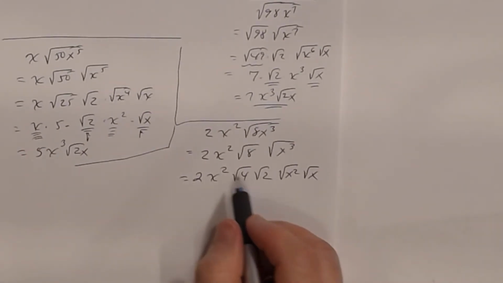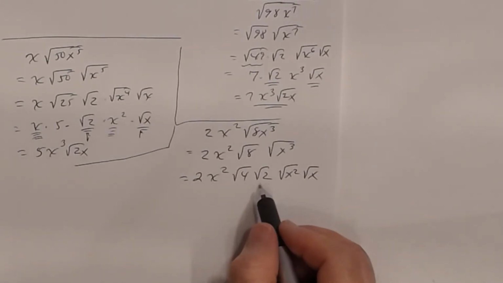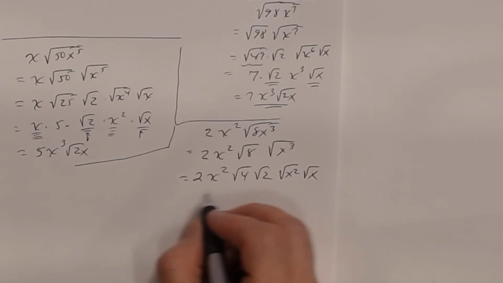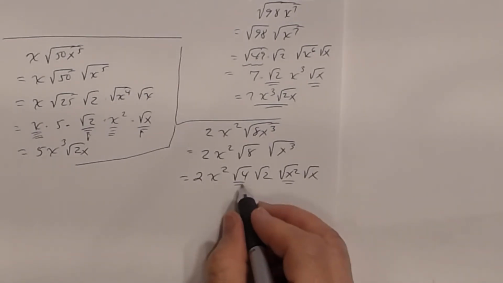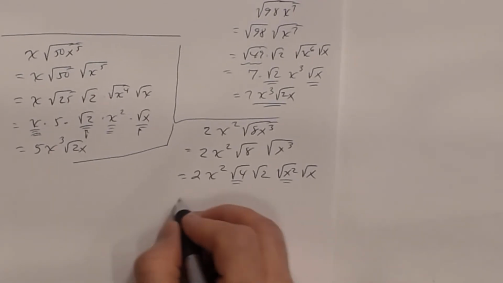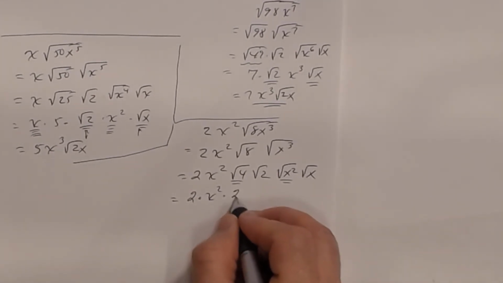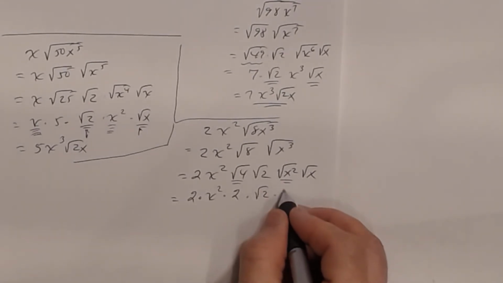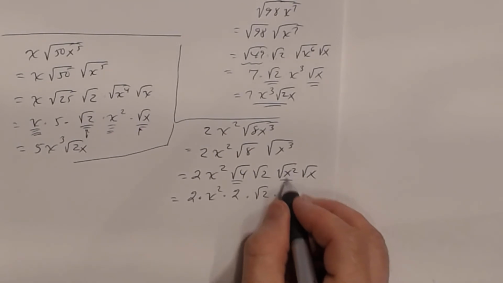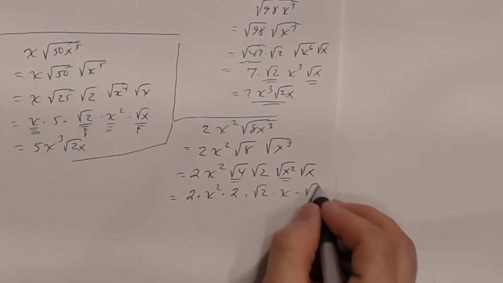Now you have a bunch of factors being multiplied together, so let's simplify as much as we can. I can simplify the square root of 4 and the square root of x squared. So here's what I get: 2 times x squared times 2, since the square root of 4 is 2, times the square root of 2, times the square root of x squared, which is x. X times x is x squared. 2 divided by 2 is 1, times the square root of x.